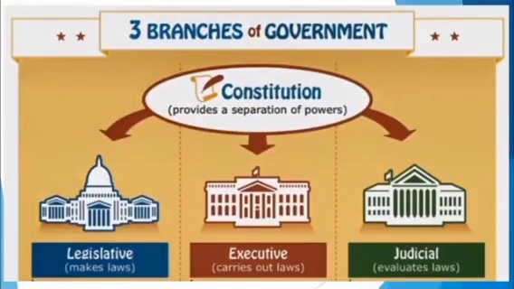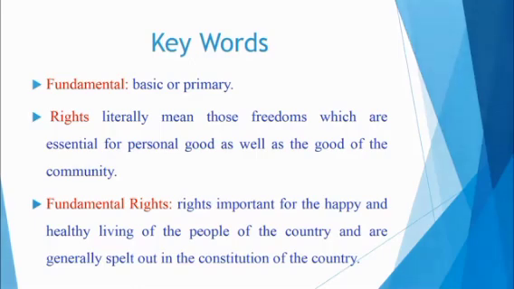We have already seen that there are three branches of government, right? The Constitution provides a separation of powers: legislative, executive and judicial. The legislative branch makes laws, the executive branch carries out laws and the judicial branch evaluates laws. Now, let's see some keywords.